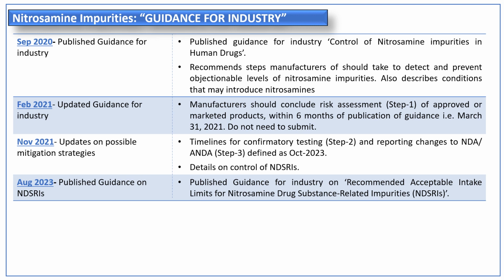In February 2021, there was an update to this in which a timeline was provided for step 1. We'll look into the 3 steps in detail, of which step 1 is the risk assessment. So the guidance provided a timeline of March 2021 for completion of the risk assessment. In November 2021, there was an update, which was not specifically a guidance, providing that the timeline for confirmatory testing, that is step 2, and reporting changes to the product, step 3, was October 2023.